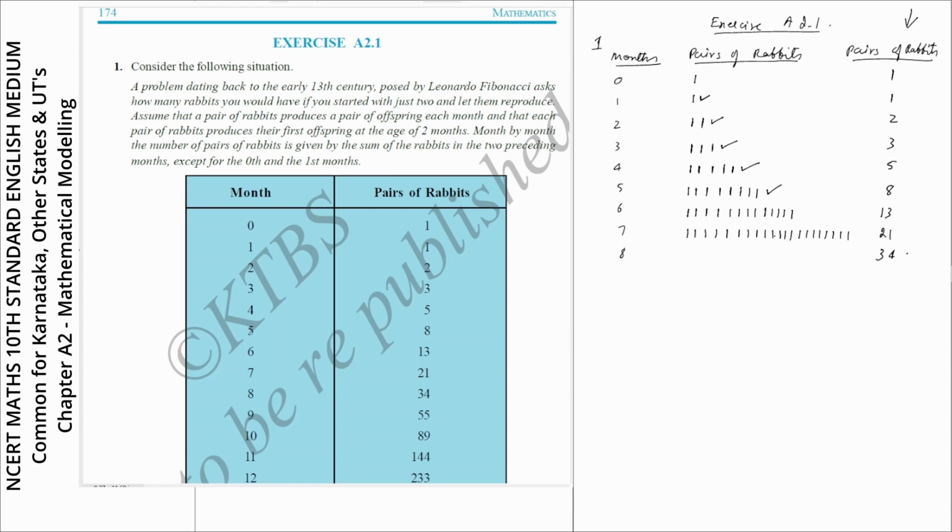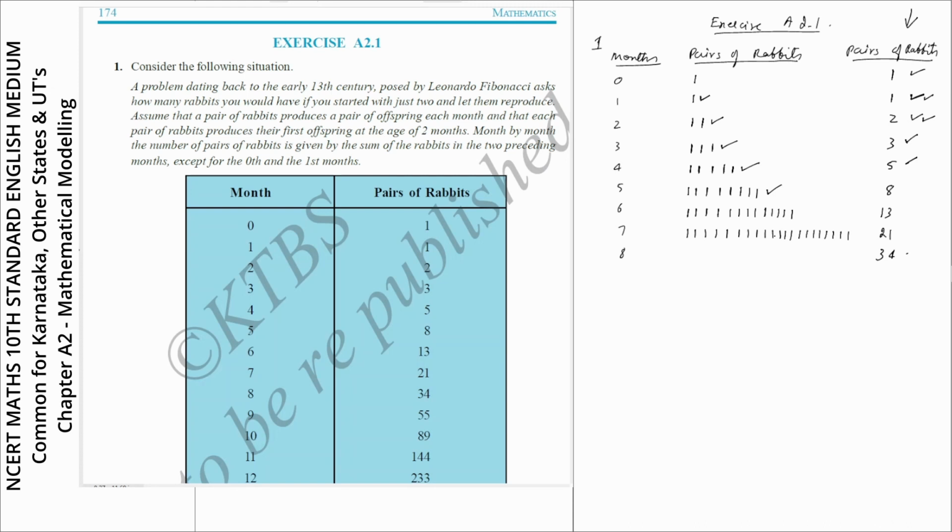Now consider only the last column. The first entry is 1. The second entry is 1. So if we add the first 2 entries, 1 plus 1, we get 2. That is the third entry. Now the second entry is 1, the third entry is 2, 1 plus 2 is 3. We get the next entry. Now again if we add 2 plus 3, we get 5. 2 plus 3 is 5, the next entry.